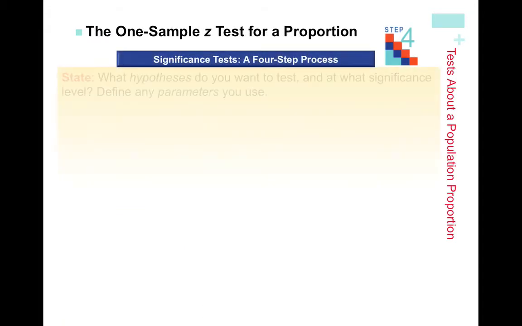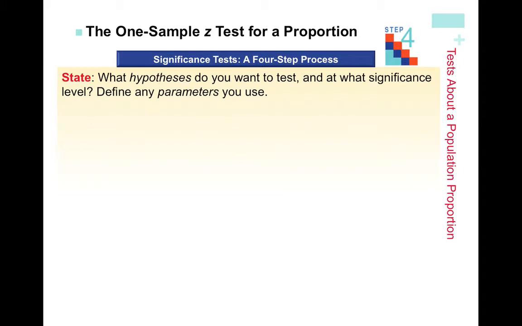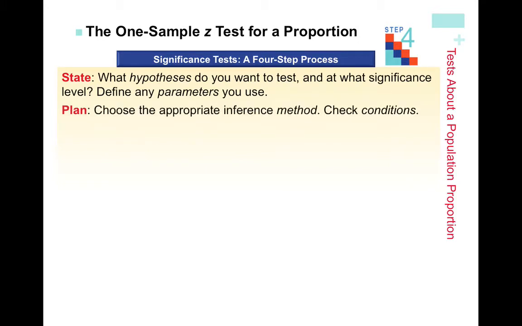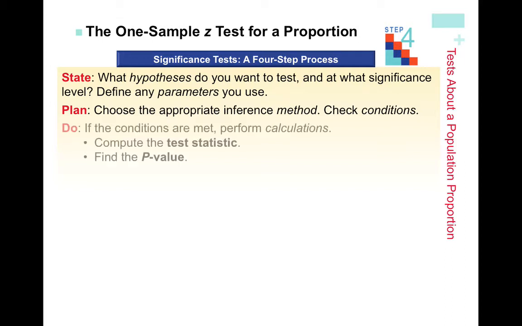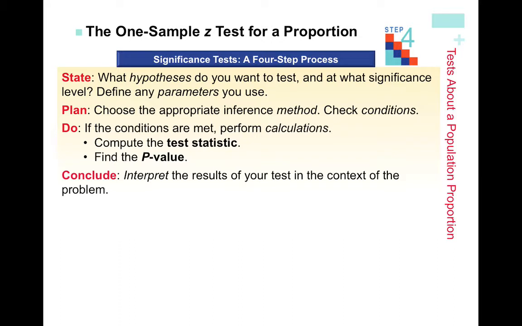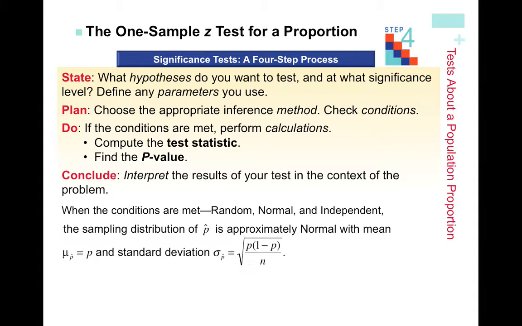Alright, remember we're going to follow those 4 steps. Your first step is to write out your hypotheses, and if they don't give you a significance level, you can pick one. It'll make your life easier if you pick one in that first step. And then identify the parameters. Step 2, the plan step: choose your appropriate method, check your conditions. The next step, compute your test statistic, find your p-value. The last step, interpret your results in context.